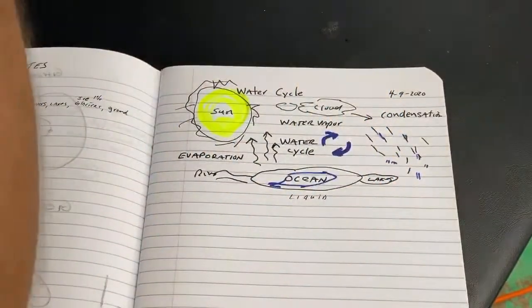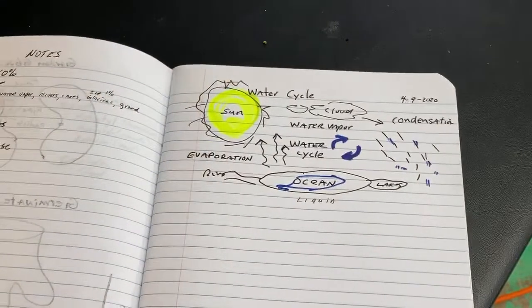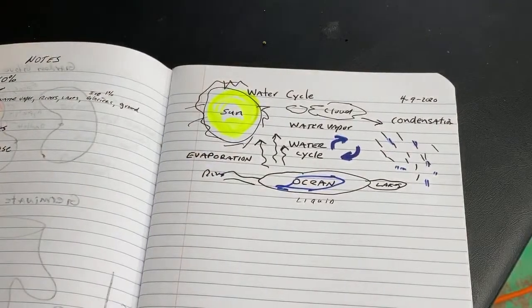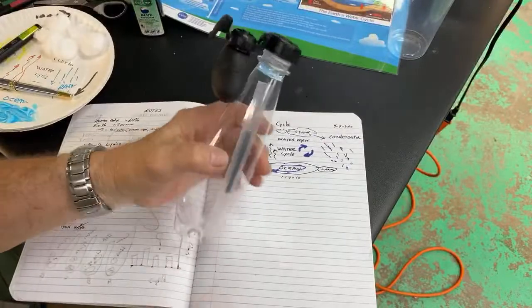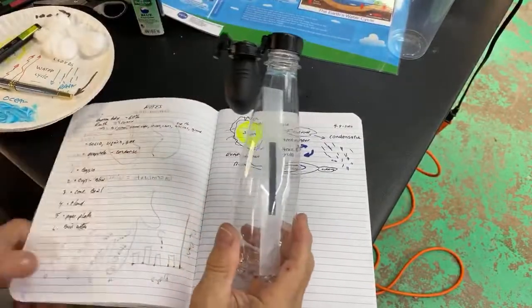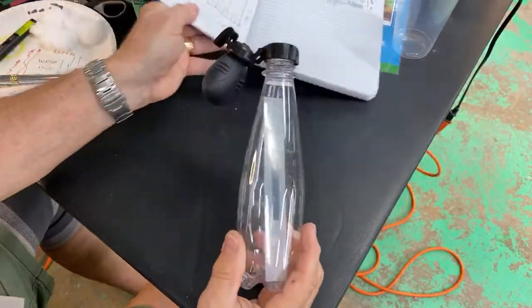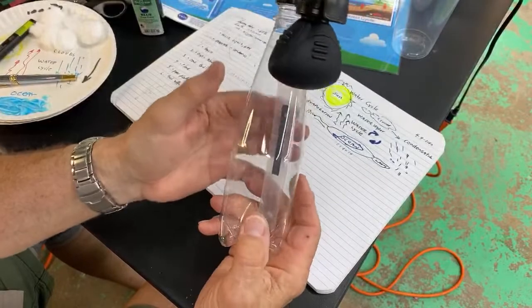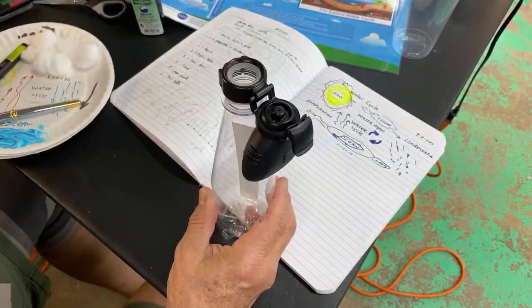So let's try a couple experiments, shall we? One I'd like to do is let's see if we can make a cloud. Since clouds are water, let's see if I can make a cloud. So what I have here, let me move my science journal so you can see this a little bit better. I have a bottle. It has a little temperature thermometer in it. And what I want to do is add just a little bit of water into this.